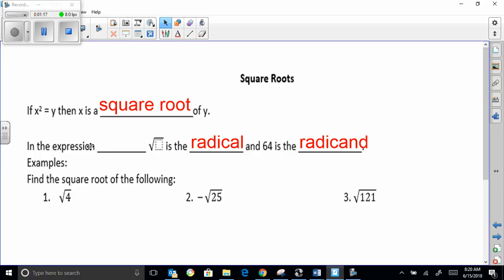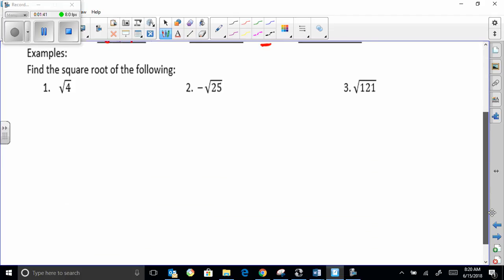If x squared is equal to y, then x is a square root of y. In the expression the square root of 64, the symbol itself is called the radical, and the number 64 is called the radicand, the number up inside. There are some numbers that are what we call perfect squares. To find the square root of the following, we want to find the prime factors again.